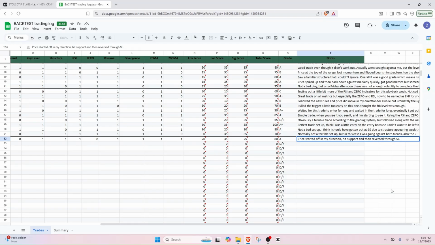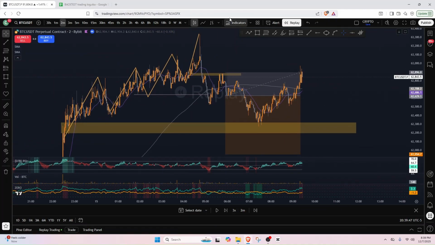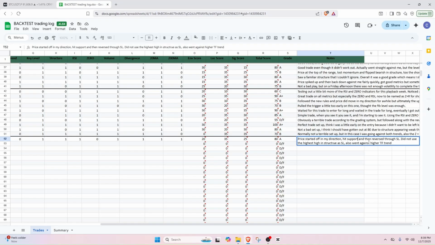Okay, what happened? I did not use the highest high in structure as stop loss. So maybe in the future, if it does continue downward and it doesn't hit that top point, that could be an issue. Also went against higher time frame trend. Anything else that I thought happened particularly? Oh, didn't identify the support. I'll just put should have identified before trade. Okay, I'll leave it at that.